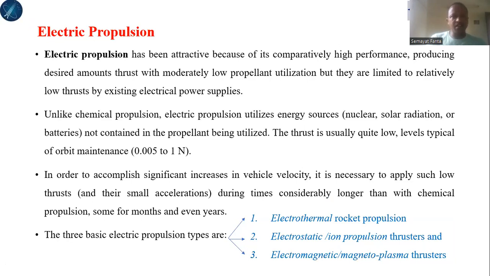And the next important propulsion system is the electrical propulsion system. So this can be classified into three: electrothermal rocket propulsion, electrostatic or ion propulsion system, and magnetic or magneto plasma thruster system.